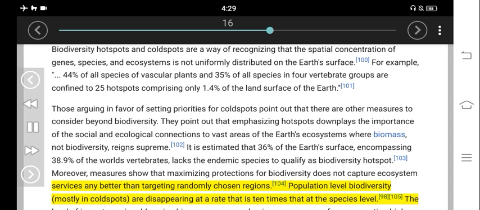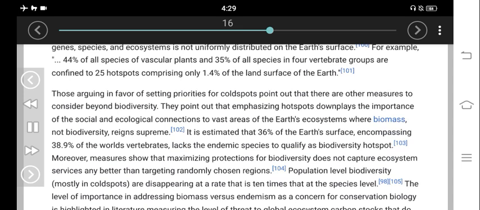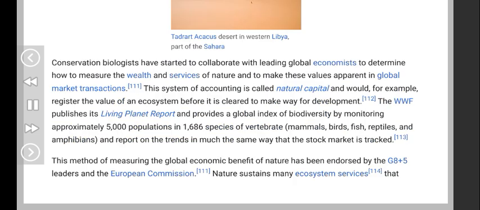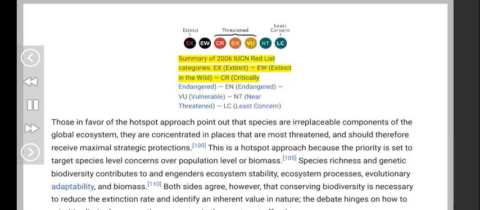The importance of addressing biomass versus endemism as a concern for conservation biology is highlighted in literature measuring the level of threat to global ecosystem carbon stocks, which do not necessarily reside in areas of endemism. A hotspot priority approach would not invest so heavily in places such as steppes, the Serengeti, the Arctic, or taiga. These areas contribute a great abundance of population, not species-level biodiversity, and ecosystem services, including cultural value and planetary nutrient cycling.